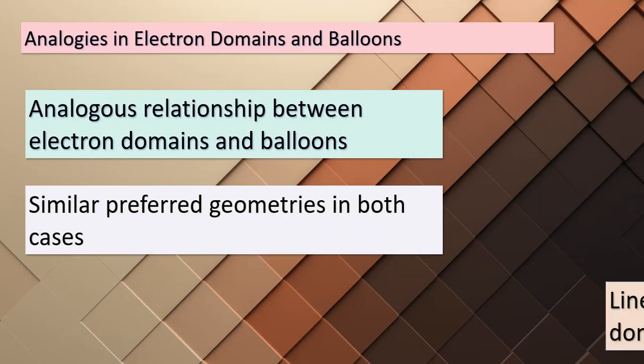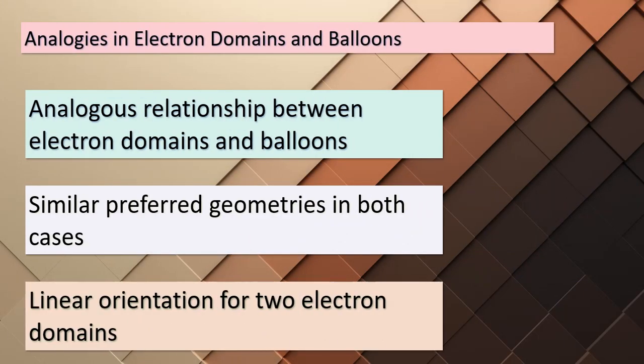Welcome, dear students. Today's lesson is going to be truly fascinating as we delve into the intriguing world of electron domains and their connection to something as familiar as balloons. Yes, you heard that right. Just like how balloons have preferred arrangements, electron domains exhibit similar patterns. When we have two electron domains, they arrange themselves linearly, much like balloons in Figure 9.5. Likewise, 3 electron domains adopt a trigonal planar orientation, and 4 electron domains take on a tetrahedral arrangement. Now, let's take a closer look at these arrangements as we move on.